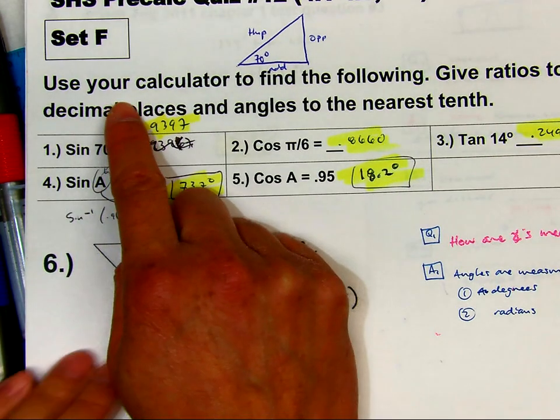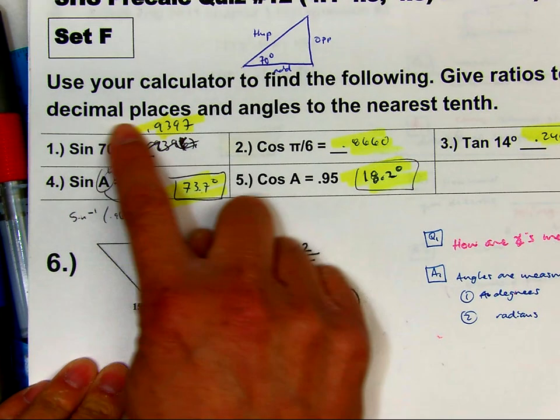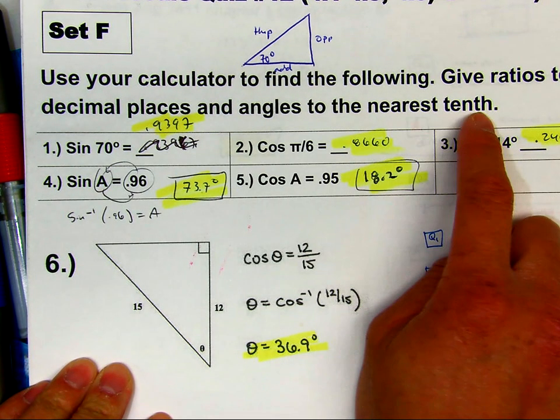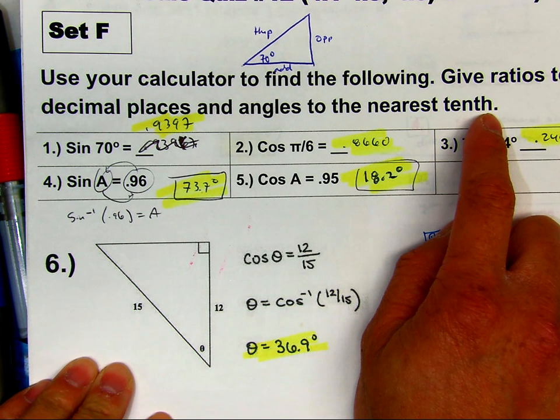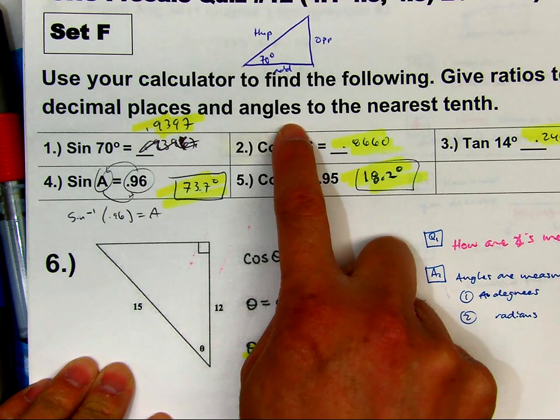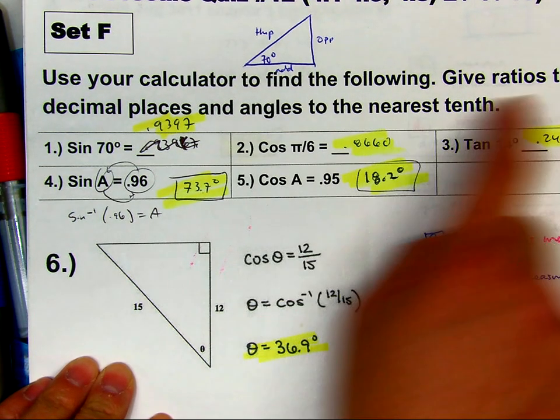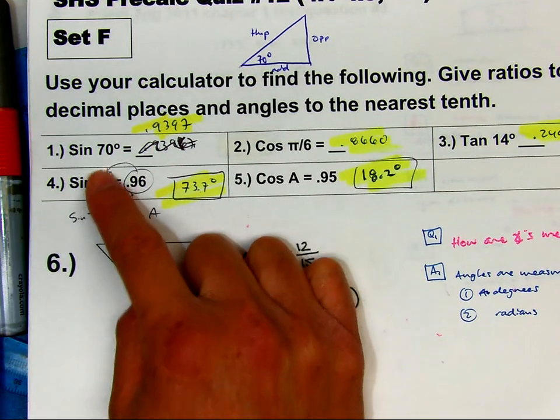Set F, use a calculator to find the following, give ratios to 4 decimal places and angles to the nearest tenth. So, if you're finding an angle, then you're rounding to the nearest tenth. If you're getting a ratio, that's 4 decimal places. Some of you guys struggle with that.